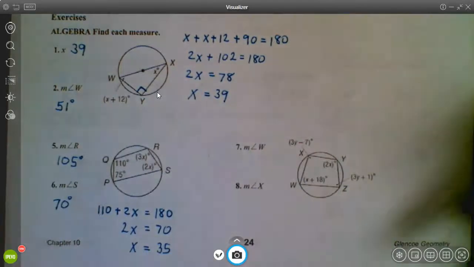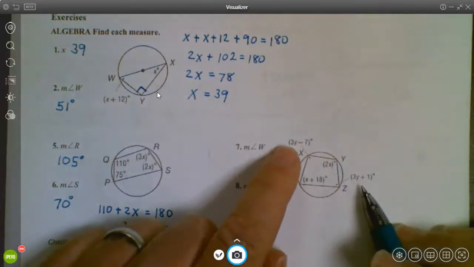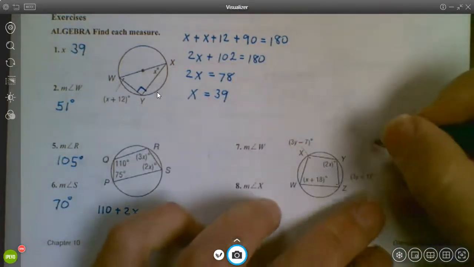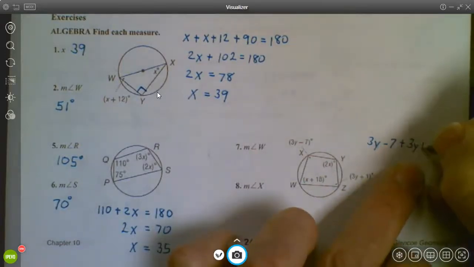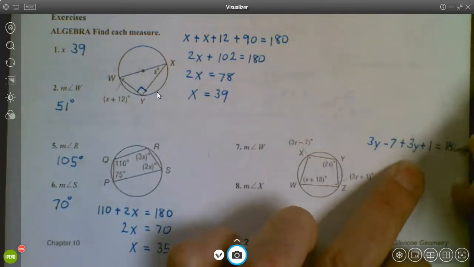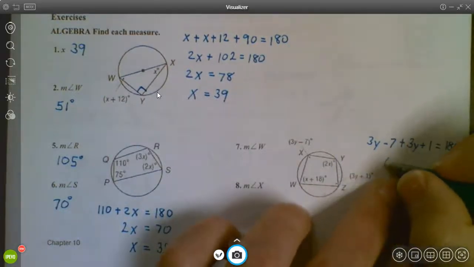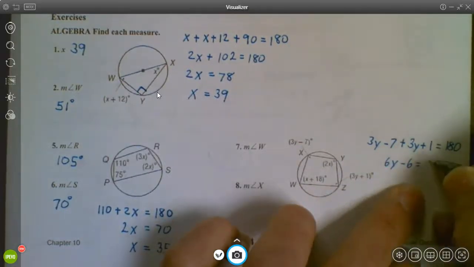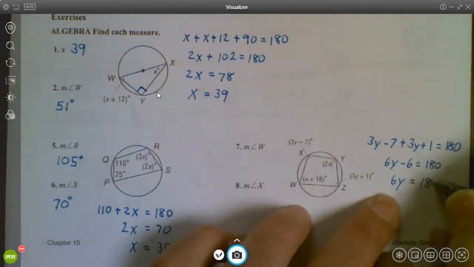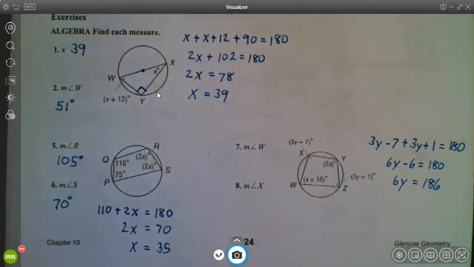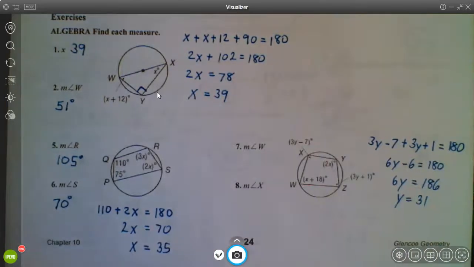All right, here's your last one. Real similar if you want to give this one a try. Let's just look at these first. Opposite angles we know add to 180 in this scenario. So I know that 3y minus 7 plus 3y plus 1 equals 180. So there's the setup. Use some basic algebra to solve it. Combine like terms: 6y minus 6 equals 180. Add that 6 over and divide by 6. 186 divided by 6 is 31. So we know y is 31.